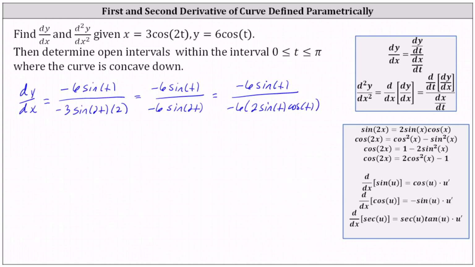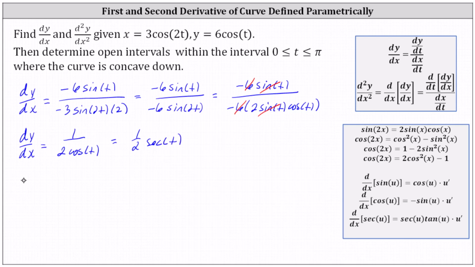And now we'll simplify. Negative 6 divided by itself simplifies to 1, and so does sine t divided by sine t. dy dx is equal to 1 divided by 2 cosine t. And because 1 divided by cosine t equals secant t, we can write dy dx as 1/2 secant t.